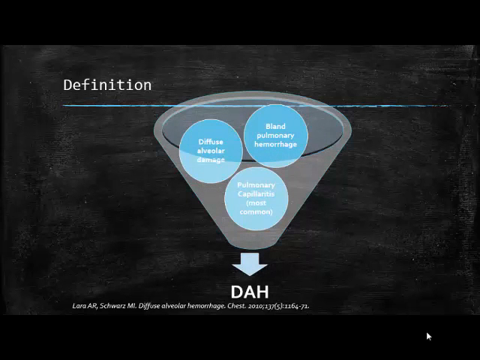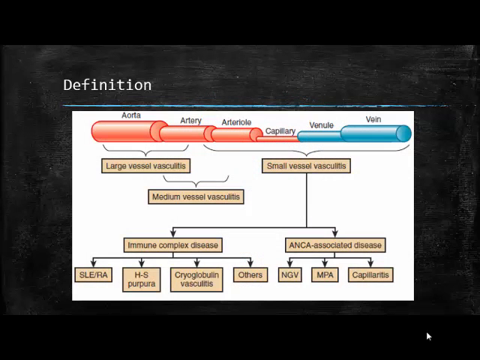First of all, diffuse alveolar hemorrhage could be one of three entities. It could be secondary to bland pulmonary hemorrhage, diffuse alveolar damage, and pulmonary capillaritis. And most of my talk today is going to be about pulmonary capillaritis, because it's the most common entity. What I'll be talking about today is small vessel vasculitis, so it's going to include the ANCA-associated disease as well as the immune complex diseases.